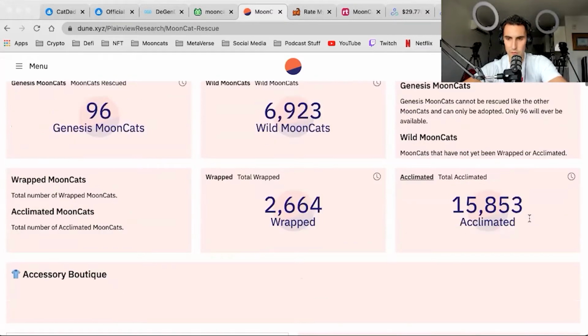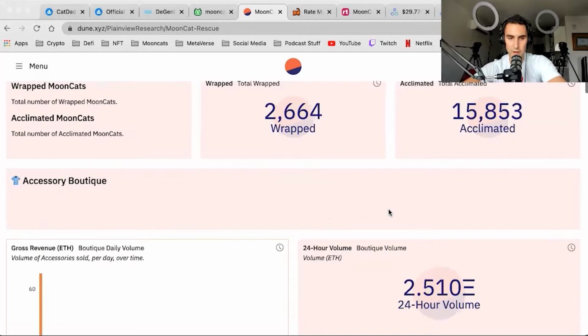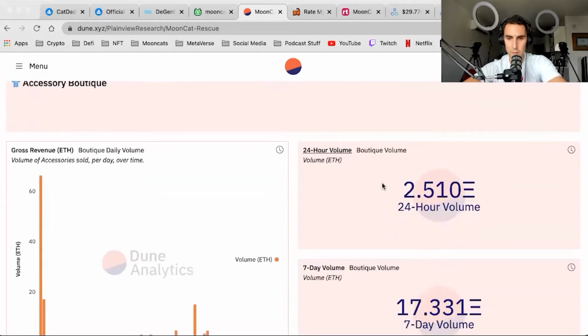So here's the acclimated total, 15,000. The wrapped has been decreasing heavily. At one point we had like 8,000 wrapped. So the further this number goes down, the more likely it is that mooncats are there to succeed. Boutique volume, which is really cool. We don't have anything of this yet. So if you want to look at boutique volume, this is where you want to go.